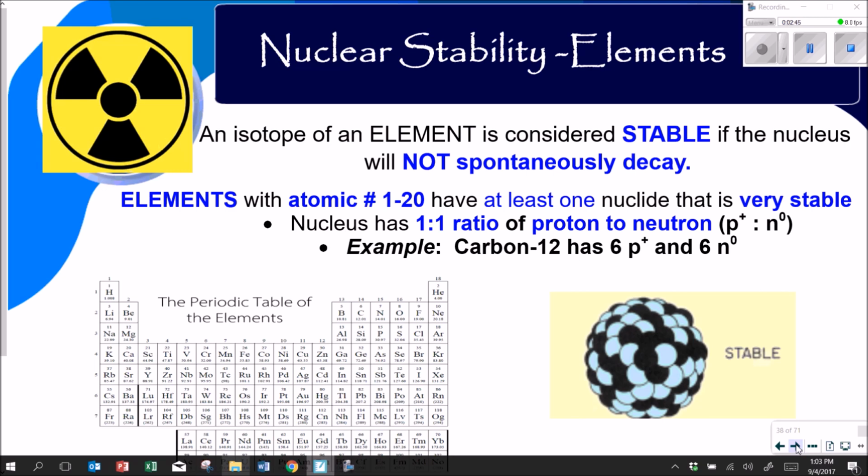Now let's take a look at nuclear stability. An isotope of an element is considered stable if the nucleus will not spontaneously decay. Elements with atomic numbers 1 through 20, starting with hydrogen and going through to calcium, have at least one nuclide that is very stable. The nucleus has a 1-to-1 ratio of proton to neutron, and one example would be carbon-12 with 6 protons and 6 neutrons, so a 1-to-1 ratio.